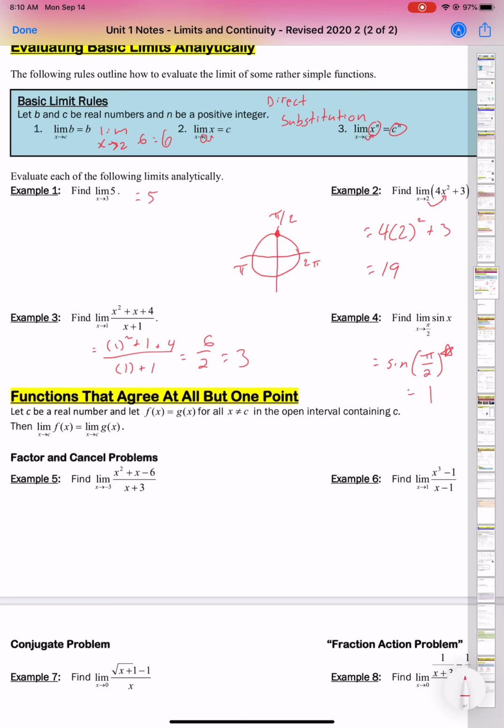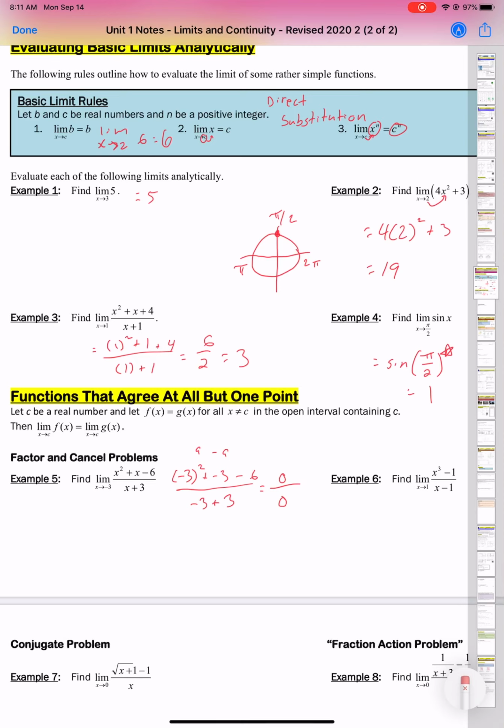So if we try just plugging in negative 3, that would be negative 3 squared plus negative 3 minus 6 over negative 3 plus 3. Well, right away I see a problem with the denominator. Negative 3 plus 3 is 0, but we also have a problem with the numerator too, because negative 3 squared is 9, negative 3 and negative 6 would be minus 9. We get 0 over 0, and that's a problem, because this doesn't exist. So the function is not defined at x equals negative 3.